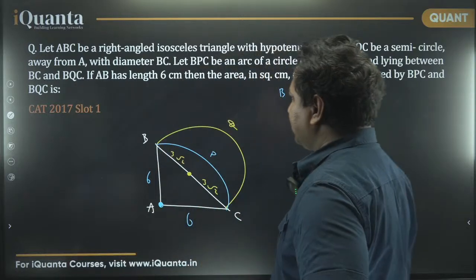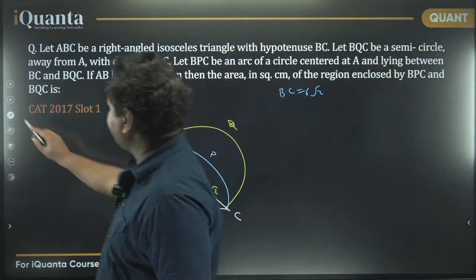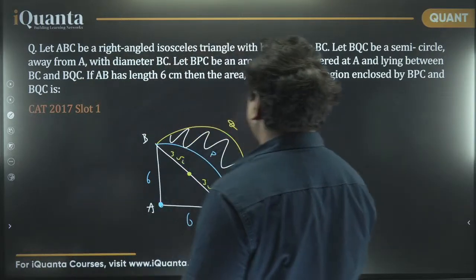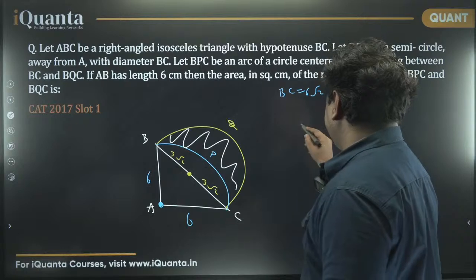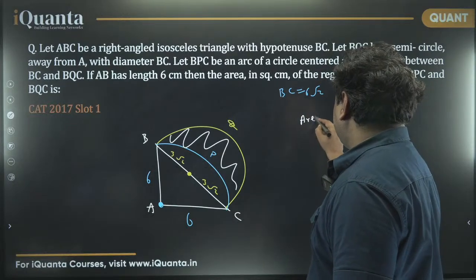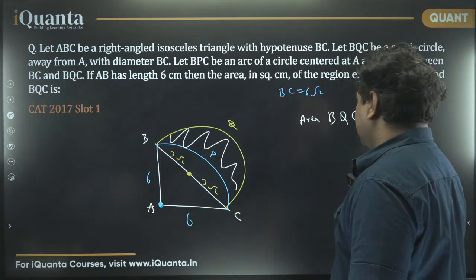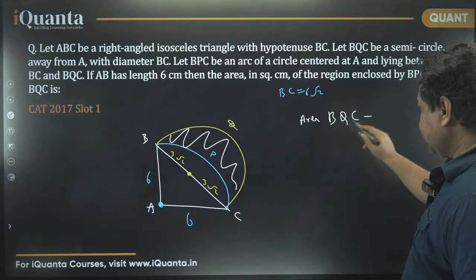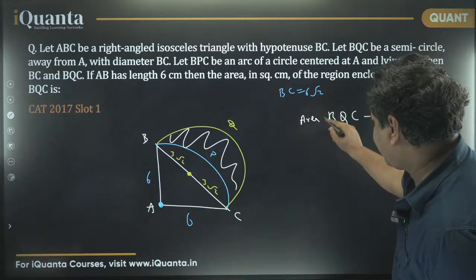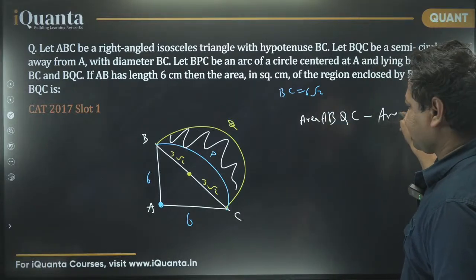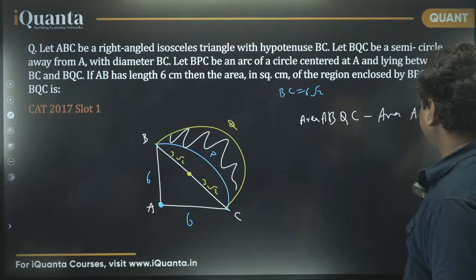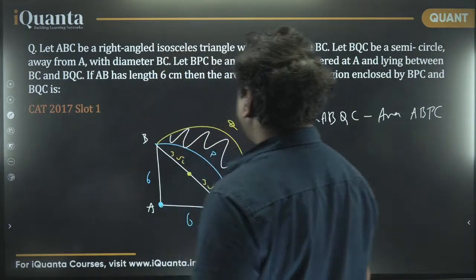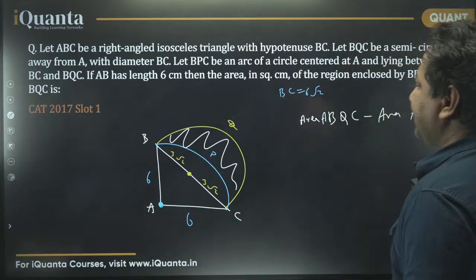Isn't it? What do I have to find? I have to find the area in between these two. So basically I have to subtract the area of ABPC from the area of ABQC, isn't it? That's what we need to find. Is that clear, everyone?